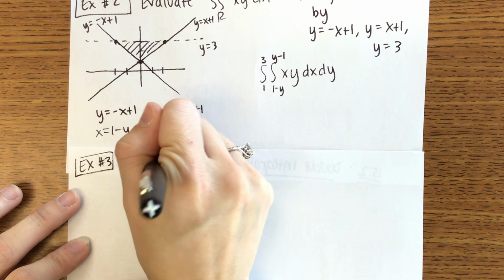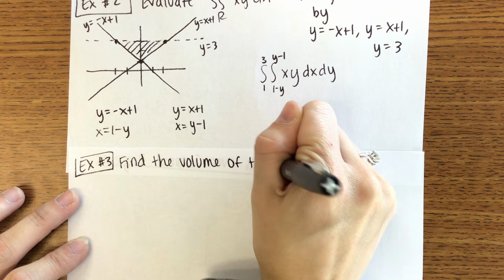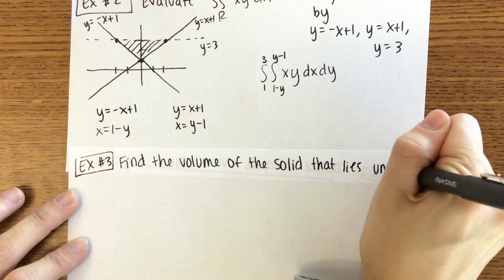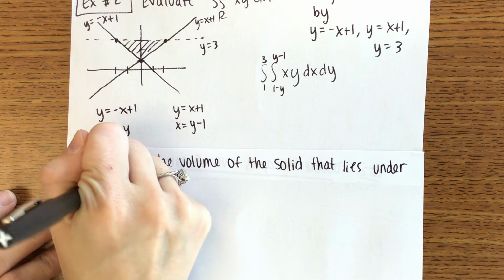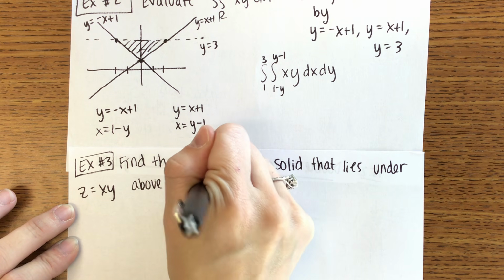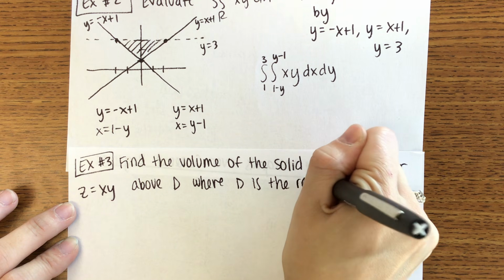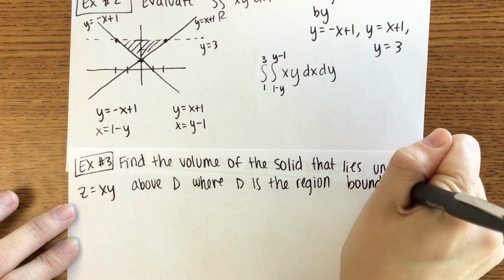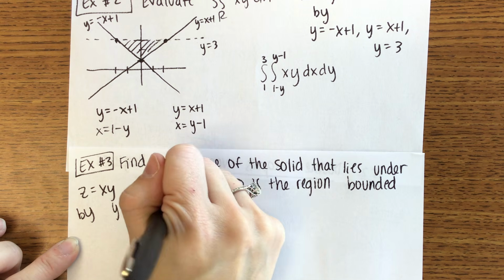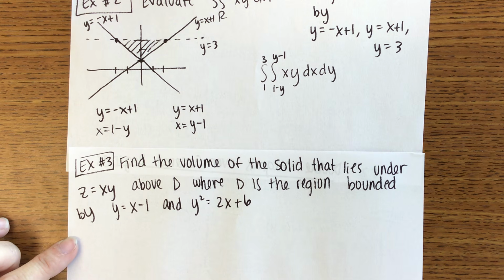Okay, you are going to find the volume of the solid that lies under z equals xy, above the region D, where D is the region bounded by y equals x minus 1 and y squared equals 2x plus 6.